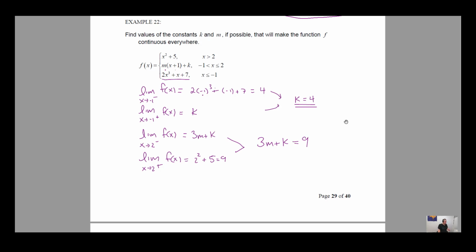System of equations, but I already found that k equals 4. 3m plus 4 equals 9. 3m equals 5. And so it looks like m needs to be 5 over 3. So these two constants will make sure that the function is continuous overall.